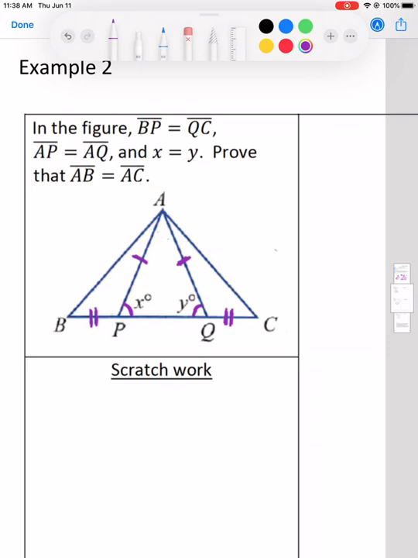Prove that AB is equal to AC. Okay, so I'm going to highlight in green here what we need to prove. And that's this one right here. This segment I need to prove to be the same as this segment here. AB equals AC.